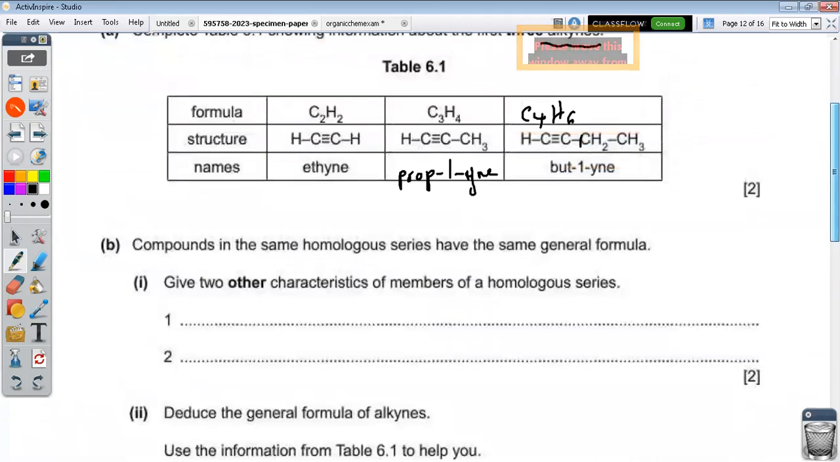Compounds in the same homologous series have the same general formula. Give 2 other characteristics. So what are the others? Similar chemical properties, correct.